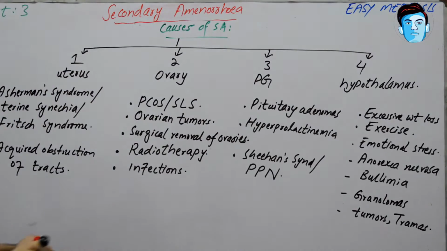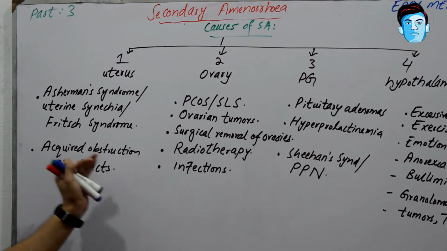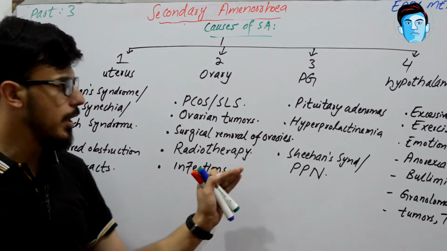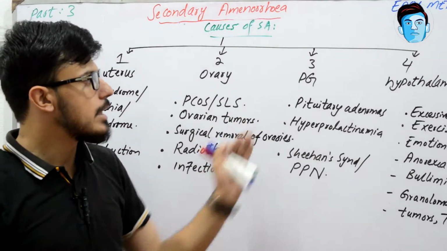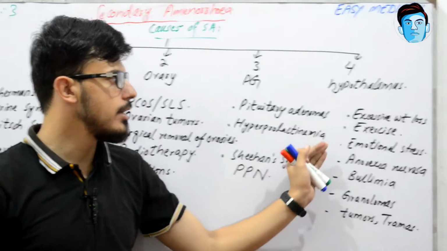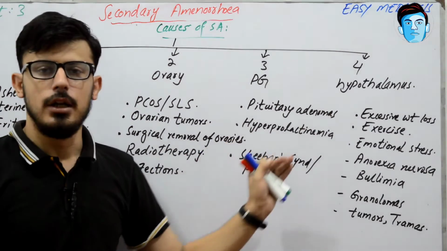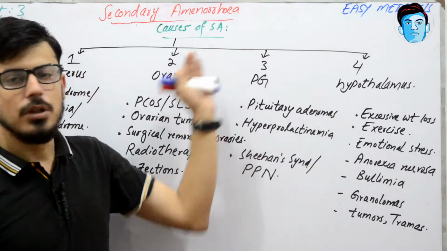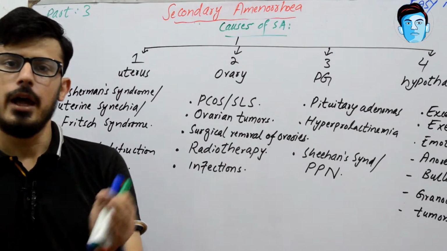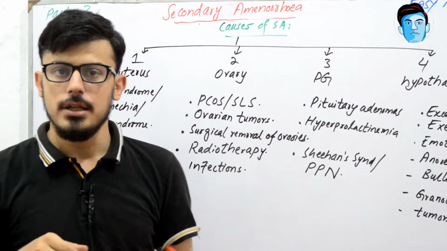So what are the causes of secondary amenorrhea? It is broadly categorized into 4 compartments. In compartment 1 there is Asherman Syndrome and acquired obstruction of tract. In compartment 2 there is Polycystic Ovarian Syndrome, ovarian tumors, surgical removal of ovaries, radiotherapy and infections. In compartment 3 it consists of Pituitary Adenomas, Hyperprolactinemia and Sheehan Syndrome. In compartment 4 there is excess weight loss, exercise, emotional stress, anorexia nervosa, bulimia, granuloma, tumors, traumas. In all these conditions, the release of GnRH is affected from the hypothalamus, which often leads to secondary amenorrhea.